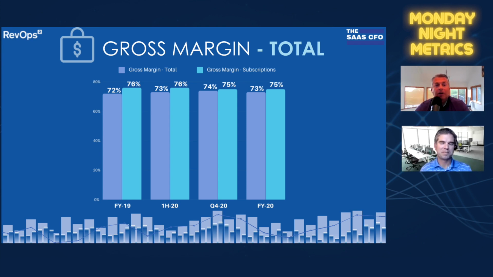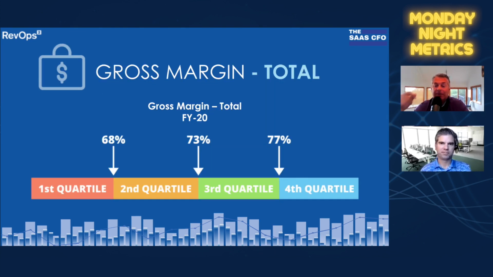Yeah. And one of the things that drives it down is services too, and we're going to talk about services in just a minute. But if you look at the span of gross margins on a total basis, and this, by the way, is from the FY20 benchmarks that Ben and I just recently completed, 73% was right there at the 50th percentile.